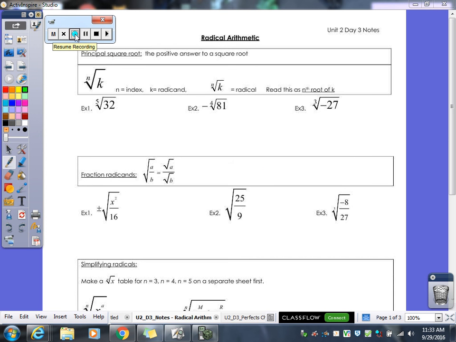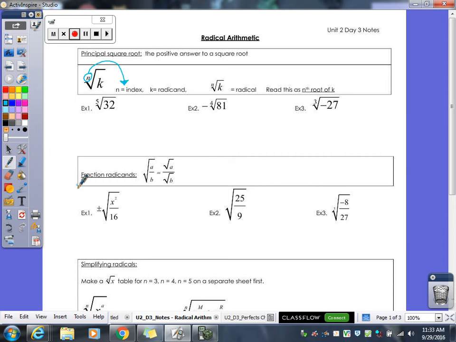So looking at our radical sign again, we have to talk about the different parts of the radical, because I'm going to be using the vocabulary words for it. If you have a number out in front of the radical, and it's always just a small little written number, we refer to that as the index.